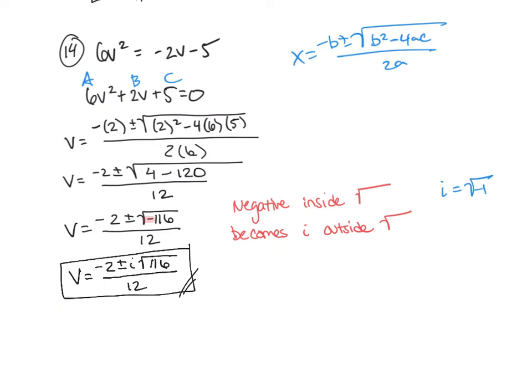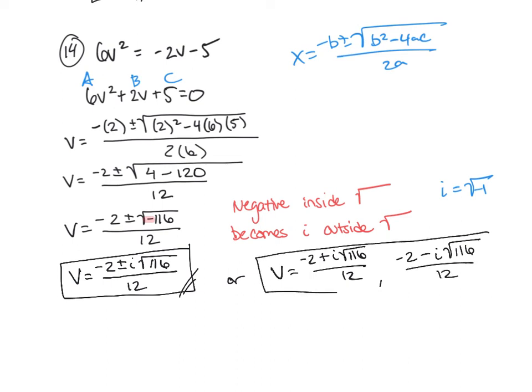And there's our answer. But if you'd rather see it as two answers, which you totally can, you can have v is equal to negative 2 plus i times the square root of 116 over 12, or and, negative 2 minus i times the square root of 116 over 12. So I will accept either of these answers. Let's try just one more.